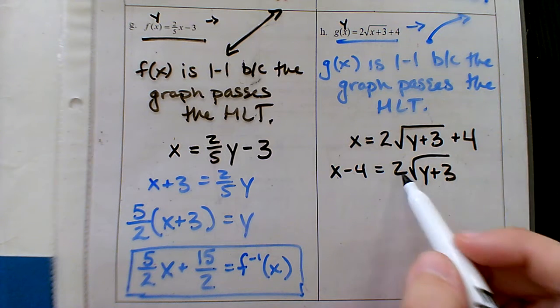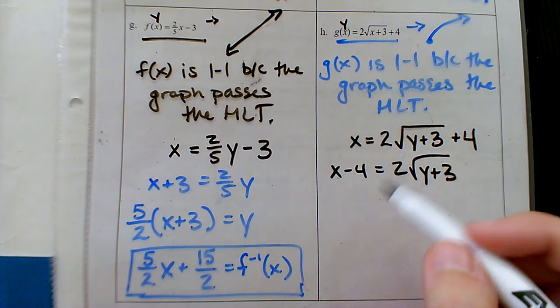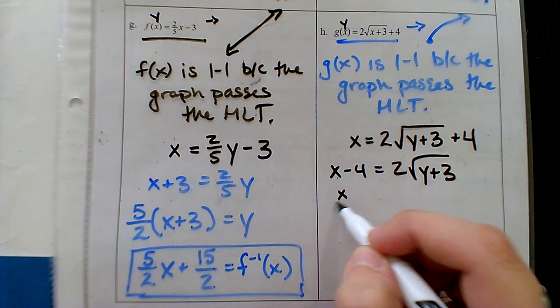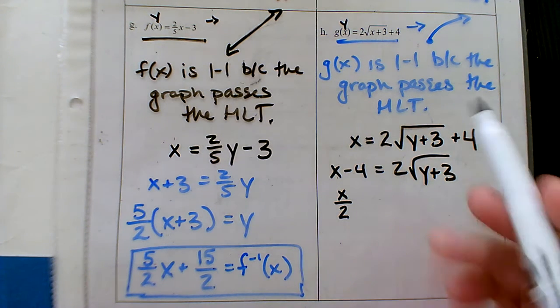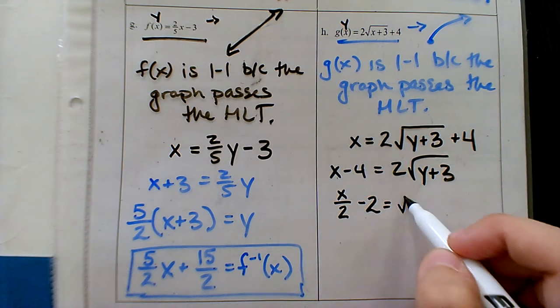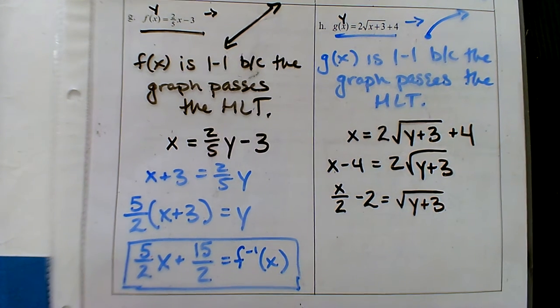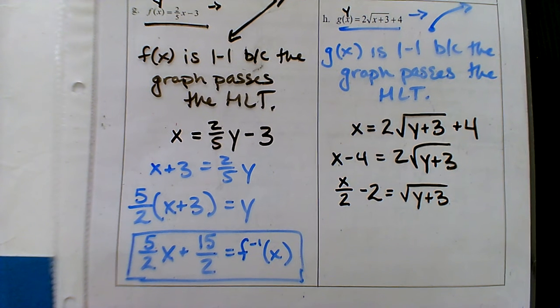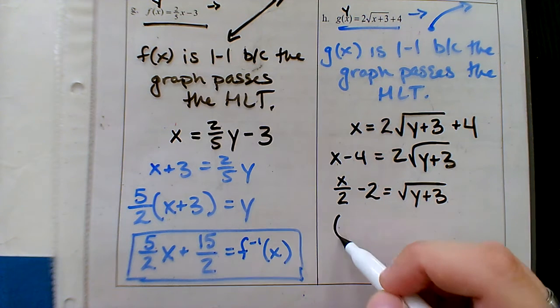Good, Kyle? Divide by 2. Now, when you divide by 2, you have to divide both pieces by 2. So, x divided by 2, you can maybe leave it like that. If you divide 4 by 2, that simplifies to 2. All right, keep going. Almost there. Yeah? Square both sides.